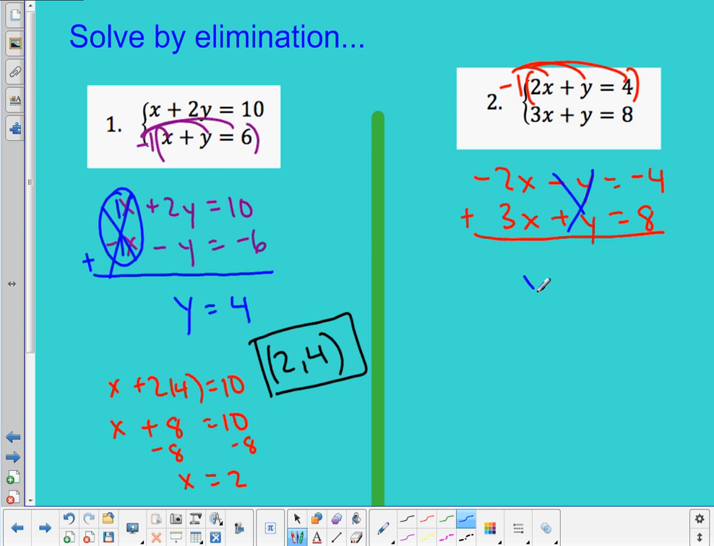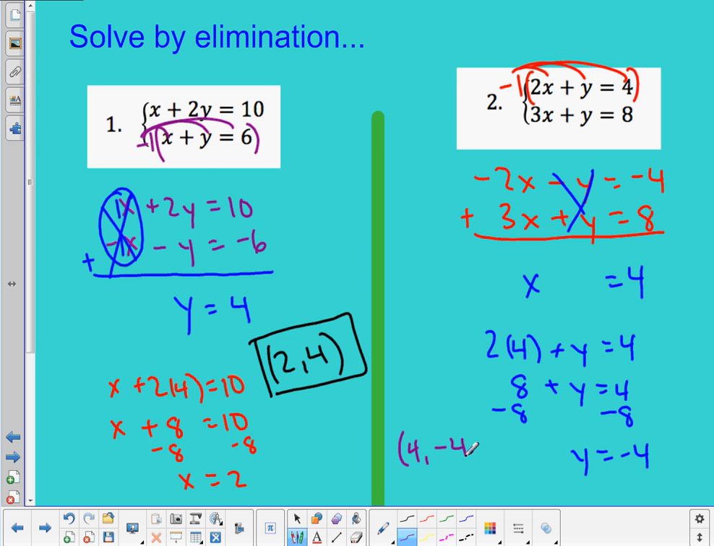-2x plus 3x is x. -4 plus 8 is 4. So I have x equals 4. Then I plug it back in. 2 times 4 plus y equals 4. That's 8 plus y equals 4. And subtract the 8. Y is equal to -4. So now here's my solution. I have 4, comma, -4.